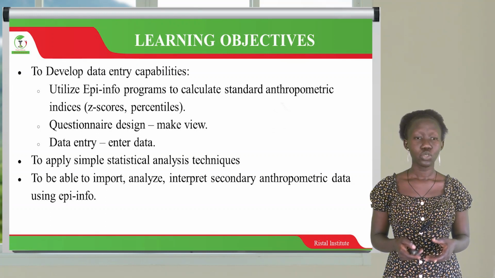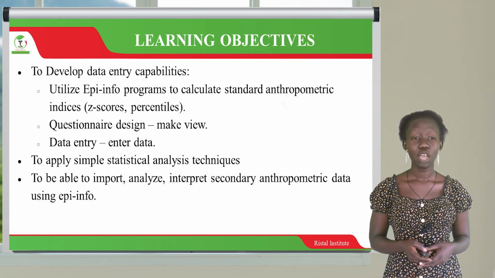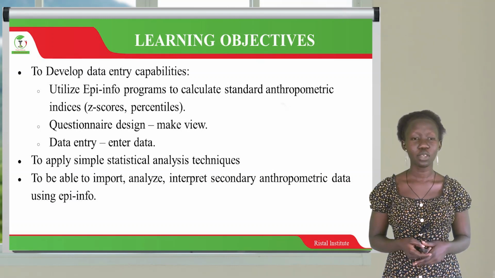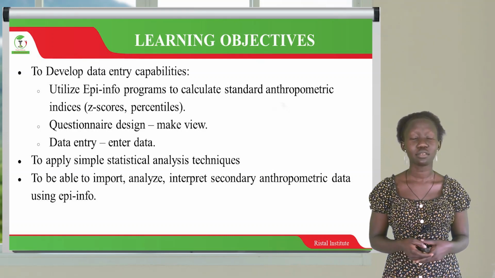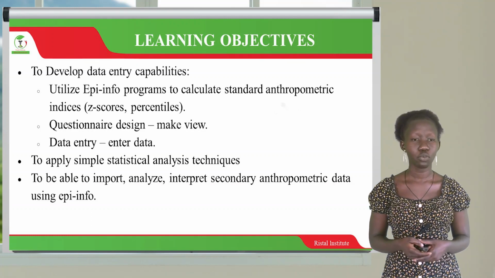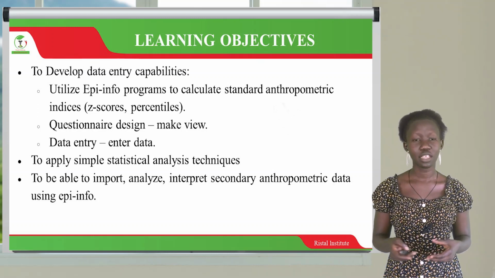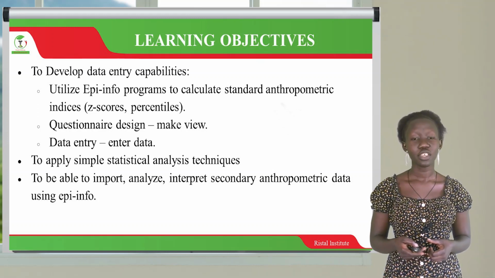So today we want to make sure that we develop data entry capabilities by the end of this lecture. We have to learn how to utilize Epi Info programs to calculate the standard anthropometric indices, for example, the Z-scores and the percentiles. We have to also learn how to make questionnaire designs and also how to enter the data into Epi Info once you open the software. You have to also be able to apply simple statistical analysis techniques and to be able to import, analyze, and interpret secondary anthropometric data using Epi Info.